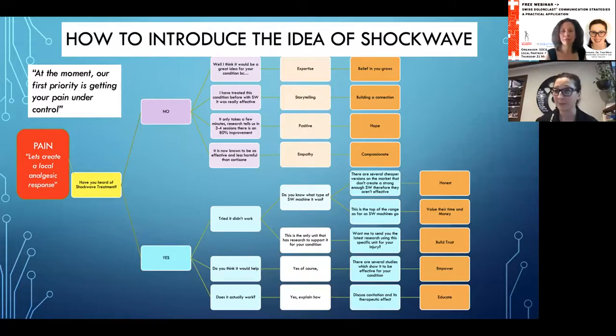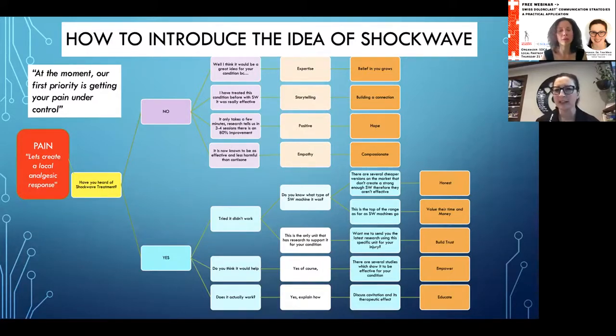sessions, there's an 80% improvement. It's now known to be as effective and less harmful than cortisone. Very powerful statements, so be very confident with your delivery of those. And you can use any of these or a version of these. And what are these things doing?